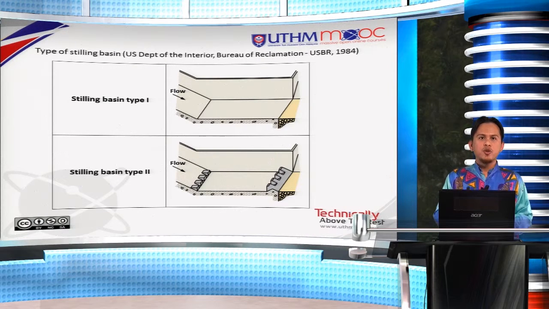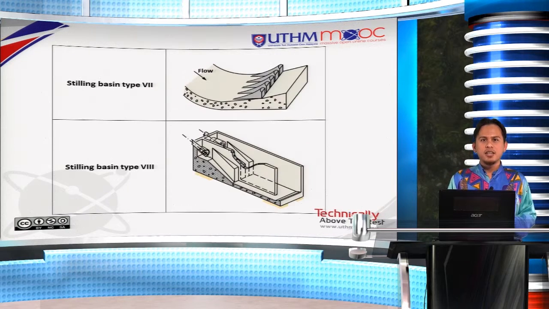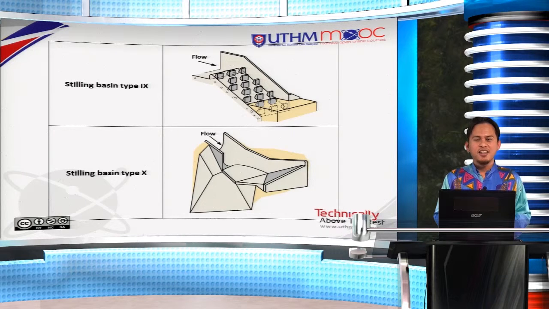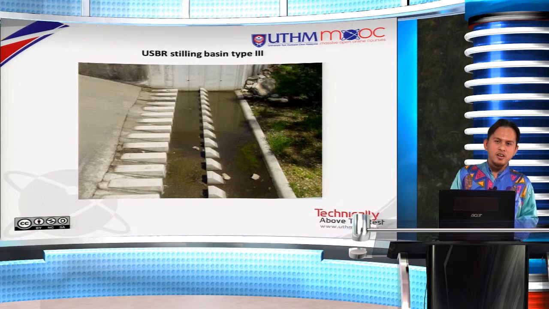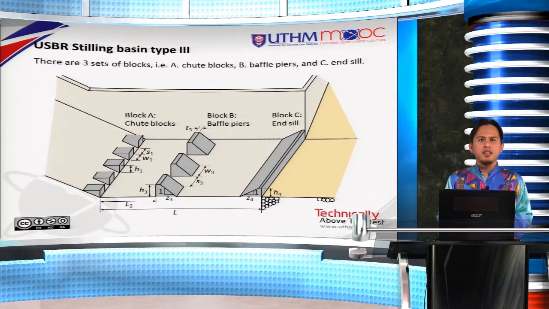Based on this document, there are 10 types of Stilling Basin. As you can see in this figure, there is type 1 and type 2, type 3, type 4, 5, 6, 7, 8, 9, and lastly 10. Here are photos, an example of USBR Stilling Basin type 3, because in this topic we'll be focusing on this type only. So next is the calculation of USBR Stilling Basin type 3.